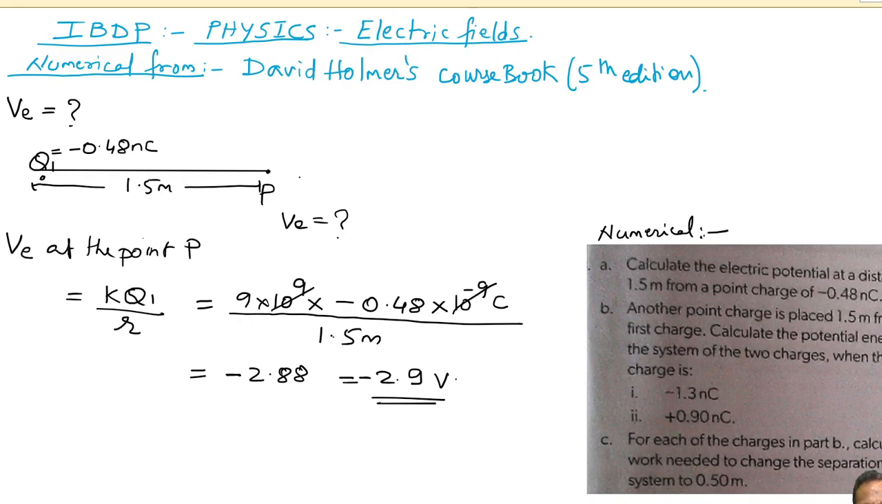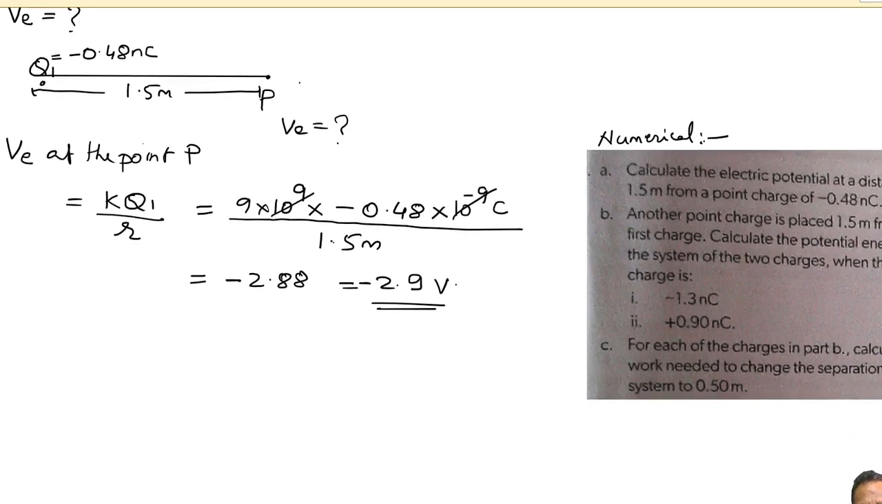Now let us move to the B part of the question, right? Now B part of the question says that this A is done. Another point charge is placed 1.5 meter from the first charge. Calculate the potential energy of the system of the two charges when the second charge is number 1, minus 1.3 nanocoulomb, number 2, plus 0.90 nanocoulomb.